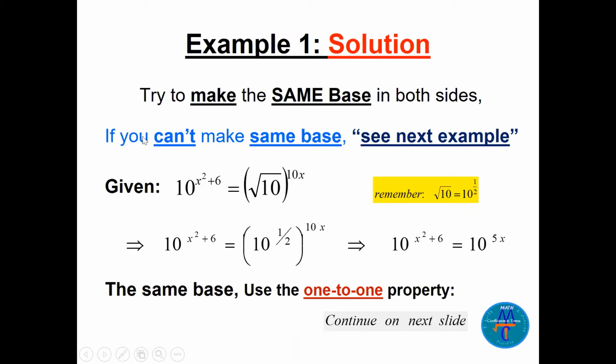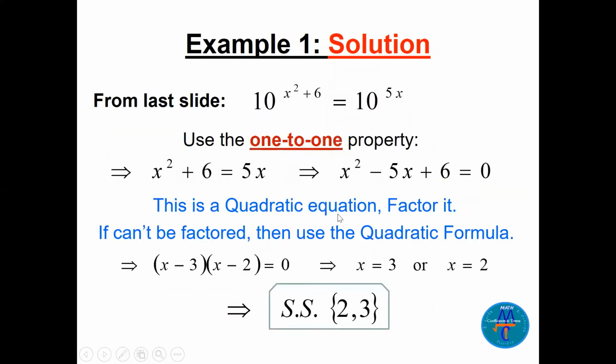Now I mentioned here, if you cannot make the same base, I will show you in the next example what to do. If this is base 10 and this is base 3, or this is base 10 and this is base 7, then we have to use another method. So we have the same base 10, we use the one-to-one property. Since we have the same base, the powers are equal. So x squared plus 6 is equal to 5x.